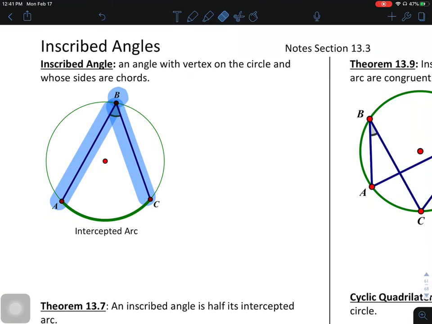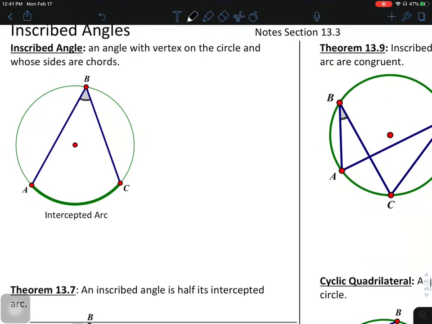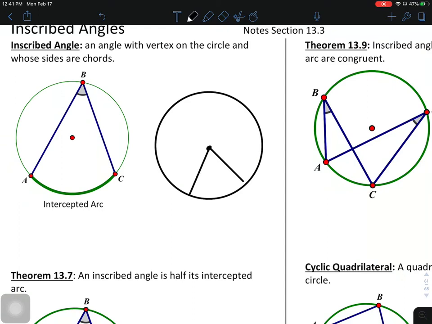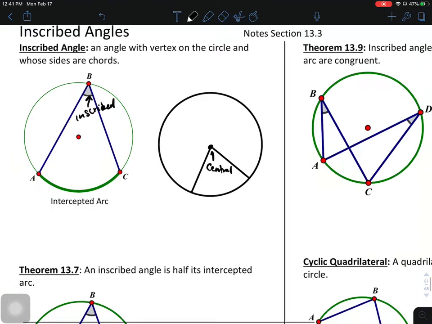Now an inscribed angle will have what's called an intercepted arc. What you see here in green is the intercepted arc. Now I'm going to contrast this with a central angle. These are different animals. We get an inscribed angle and we have a central angle.